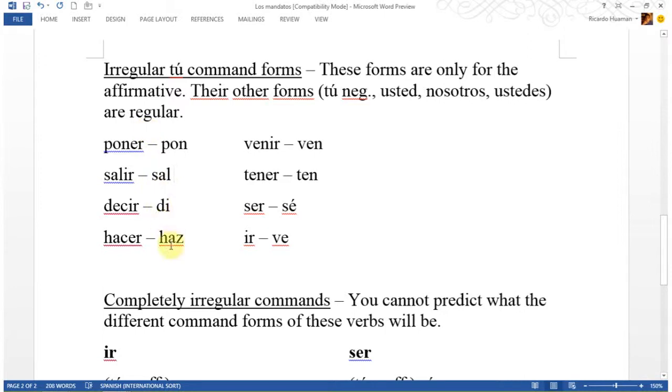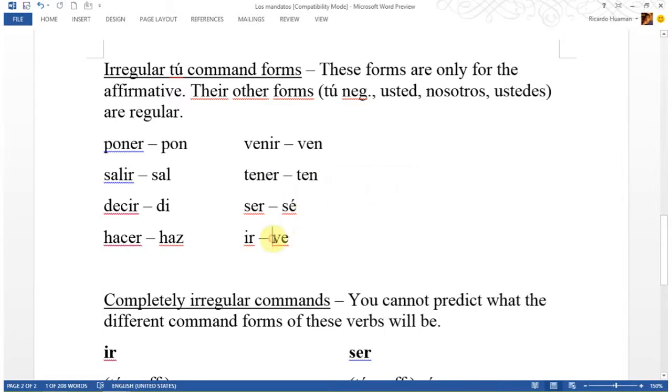Di, haz. Do you all know Cameron Diaz? I think you do. Okay, decir, hacer, you can think di, haz, and Cameron Diaz to help you remember how these are spelled. Then these are very similar. Ven, ten. So I put them one right after the other. Venir, tener.